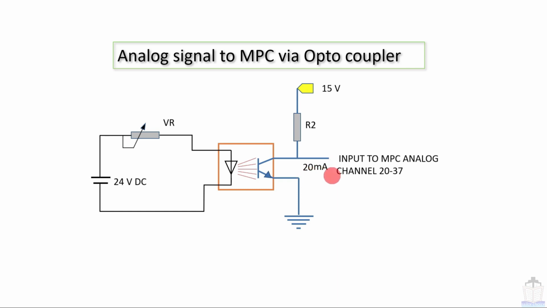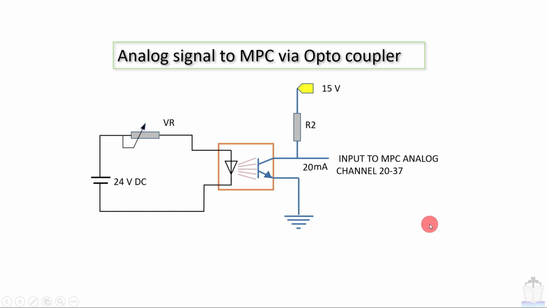So I hope this much is clear, that is how digital and analog signals are transmitted to the MPC with the help of galvanic isolation. That means if something goes wrong in this left side of the system, it is not going to hamper our MPC, which is very costly. Only the optocoupler part will be damaged, and that can be easily replaced.